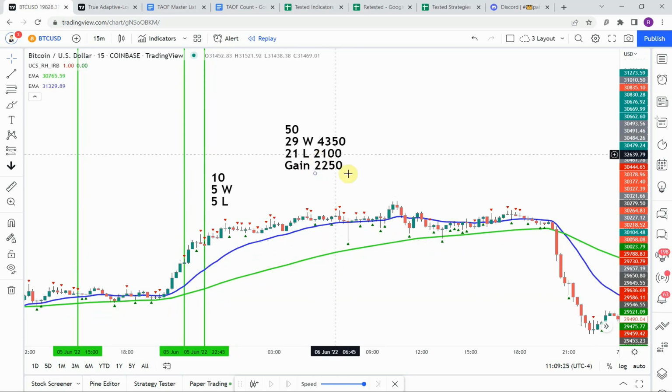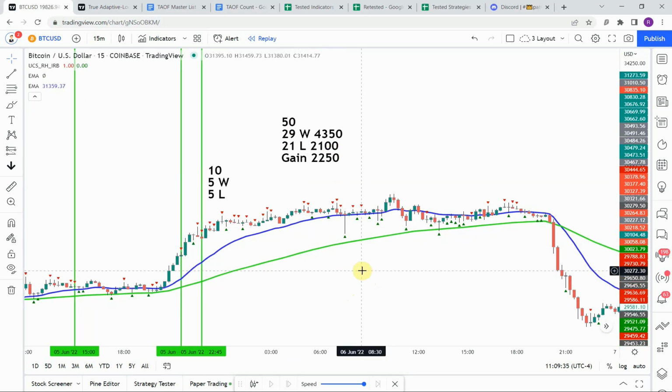But all in all, a pretty solid strategy. Seemed like it worked rather well. Got quite a few wins and a decent gain. So all in all, like I said, really solid. Can't complain too much about that. Highly recommend that you check this one out, play around with it, and see what you can accomplish with it.